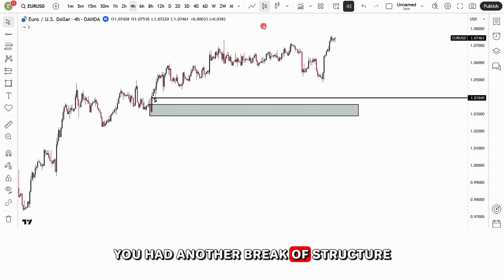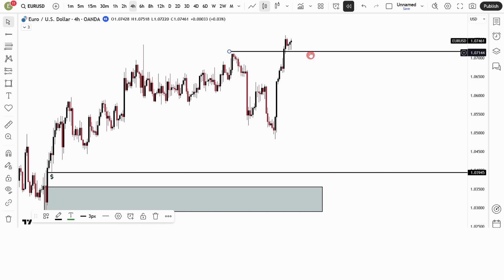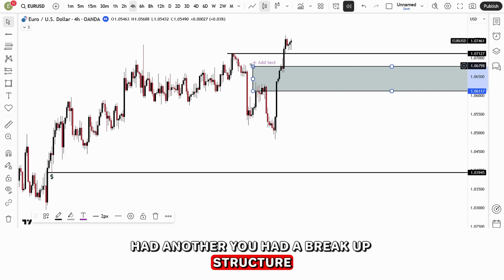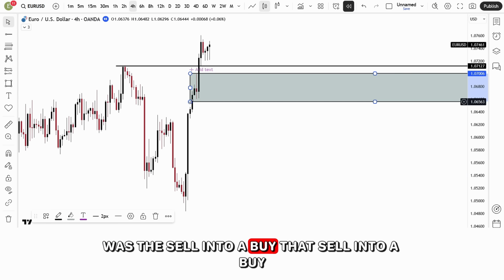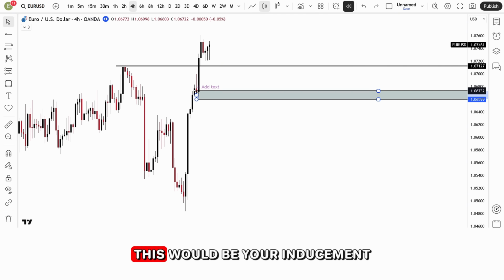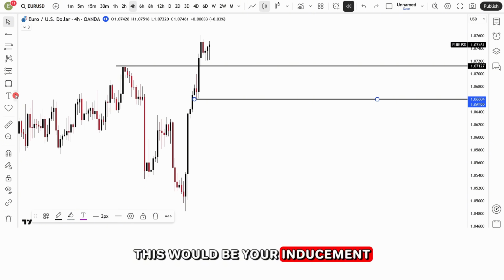You had another break of structure. What pushed price to break that structure was the sell into a buy. That sell into a buy. This would be your inducement.